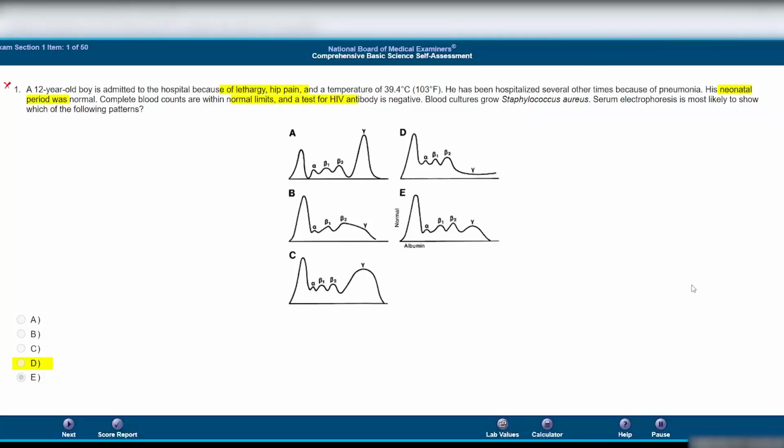Okay, this first one, I immediately just saw it, and so I read the question. I said, serum electrophoresis is most likely to show which of the following patterns. And I was really unfamiliar with this. I just know I've never really seen graphs on this besides in multiple myeloma.